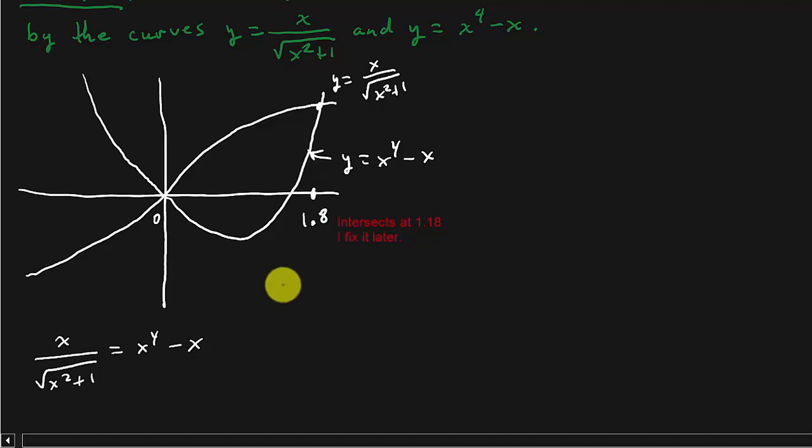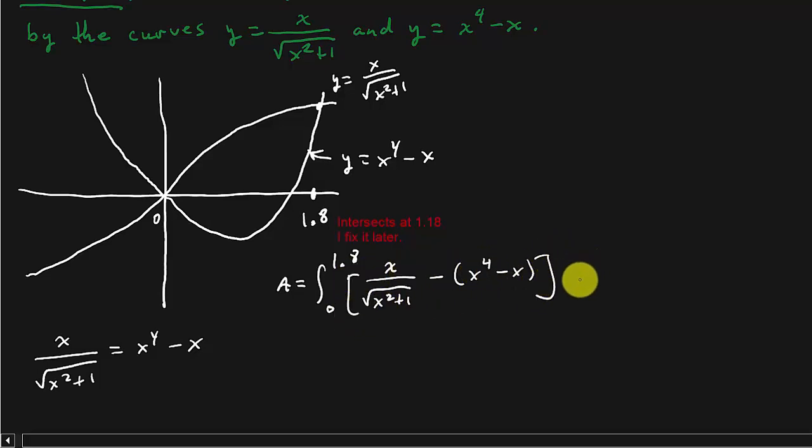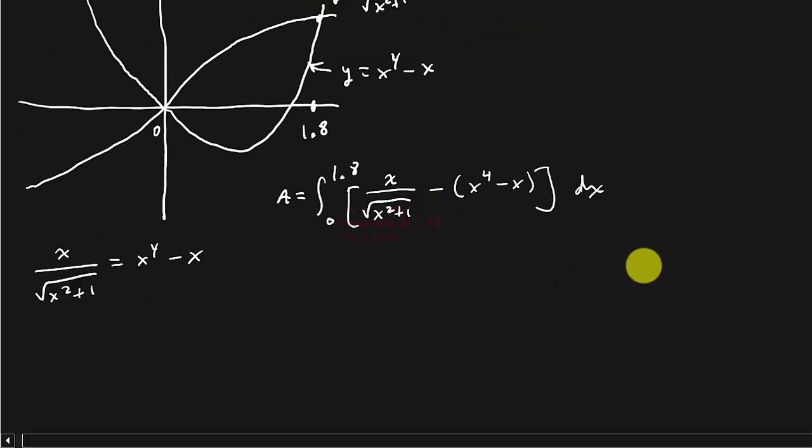So we're going to have the area is equal to the integral 0 to 1.8, and it's the function on top, which is going to be this one. That's going to be x over the square root of x squared plus 1 minus the function on bottom, x to the fourth minus x dx.